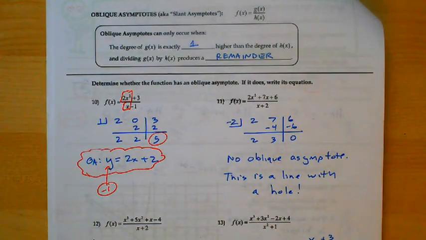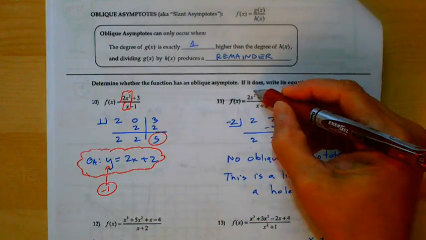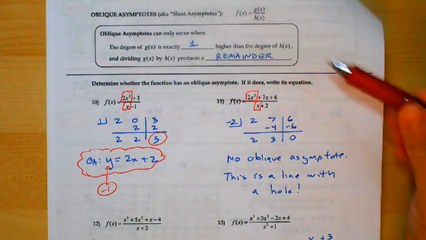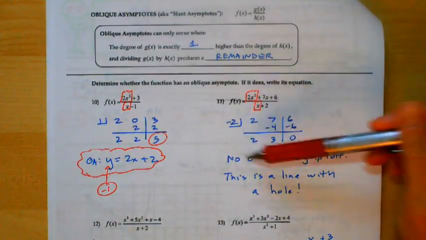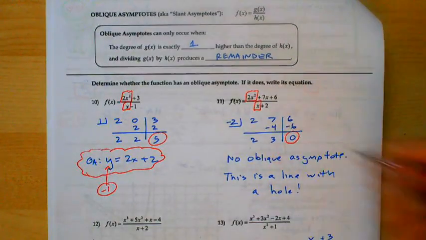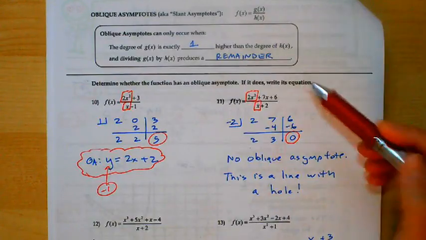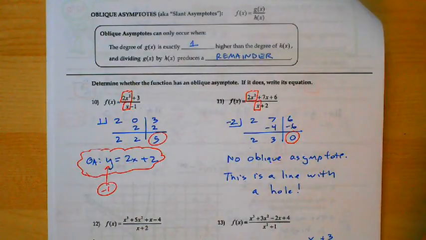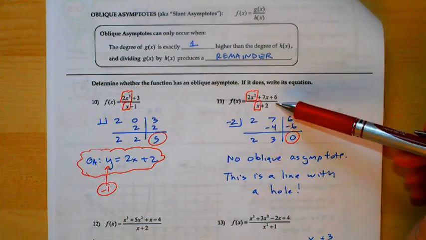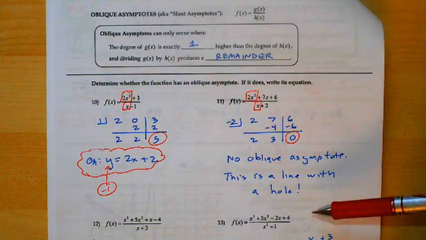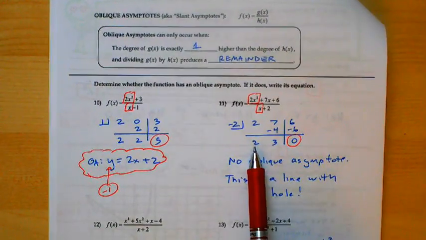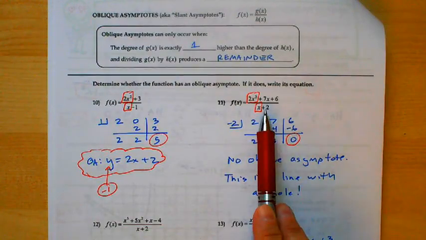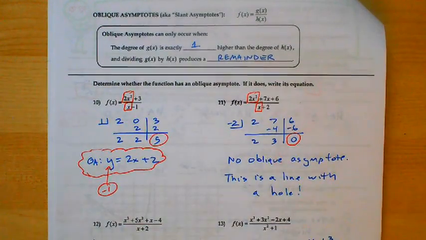All right, number 11, the degree of the numerator is a 2. The degree of the denominator is a 1. That's the first condition. When we perform the division, though, we got no remainder. So our second condition did not come through for us. Therefore, there's no oblique asymptote. Funny story, if you were to graph this function, you would just see a line, the line y equals 2x plus 3, but with a hole in it where we get to that undefined value of x equals negative 2.